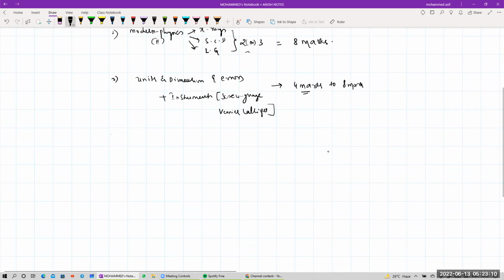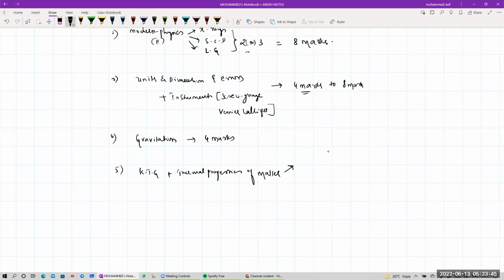Yes, sir. The next one is you revise your gravitation. Again, damn sure 1 question from gravitation, that is your 4 marks. And next one is you revise your KTG plus your thermal properties of matter. Thermal properties of matter.